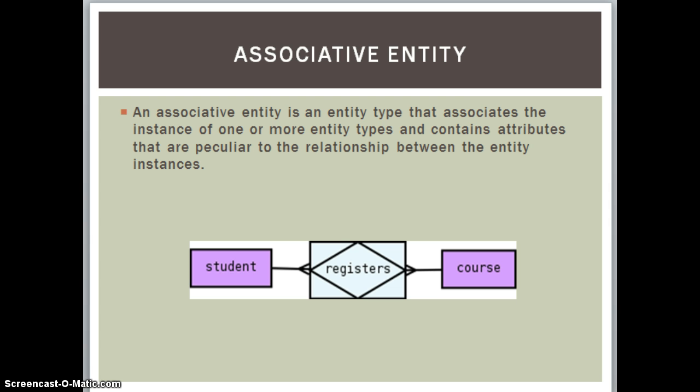An associative entity is an entity type that associates the instances of one or more entity types and contains attributes that are peculiar to the relationship between the entity instances. Associative entities are depicted as a rectangle with round edges. Associative entities are created to break up many-to-many relationships.